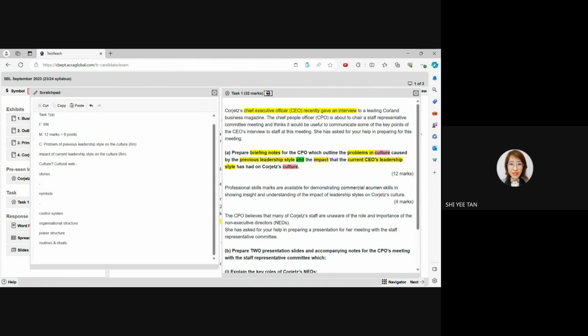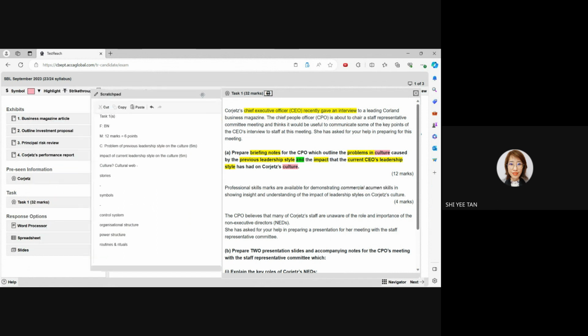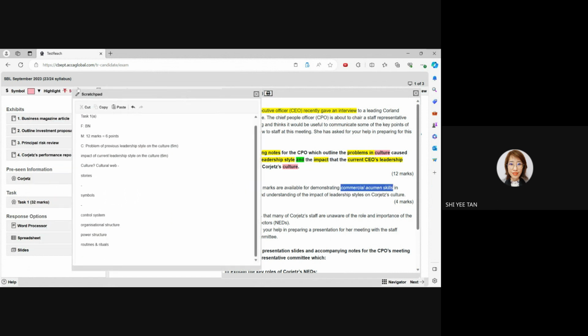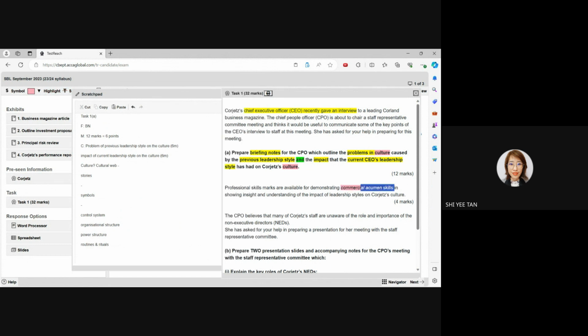They want to know whether you have the knowledge and the skills to observe how the leadership style impacts the culture. Okay, that is why they test your commercial accounting skills. They want to see whether you have the knowledge linking the leadership style to the culture of the company. Okay, right.